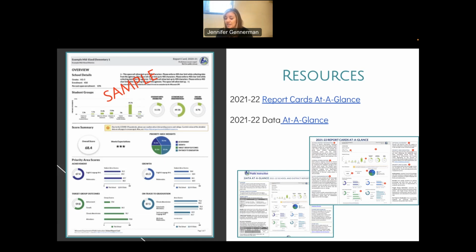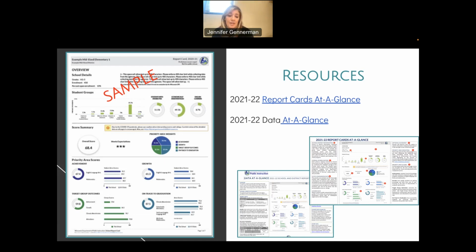On the left is the sample report card. At the very top, you will see the school or district overview with that optional narrative. Next, you will see the student data and student groups. The next section is really all about the summary score, where it has the overall score, the rating, whether it meets expectations or significantly meets expectations. And then you'll also have the priority area weights.